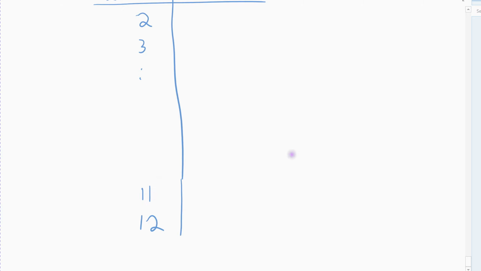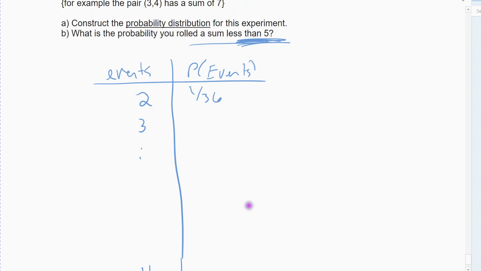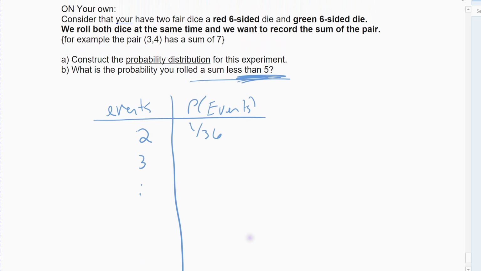And then you'd find the probability of those based on how many ways to get each sum. For a sum of 2, there's just 1 out of 36, and so on for all the sums in between. Again, this is the probability distribution I'm asking you to set up on your own. Make sure you go practice that, and then find the probability of getting a sum of less than 5. I will post the answer to this like I always do, once you're supposed to have finished watching this video. Alright, we'll stop there.